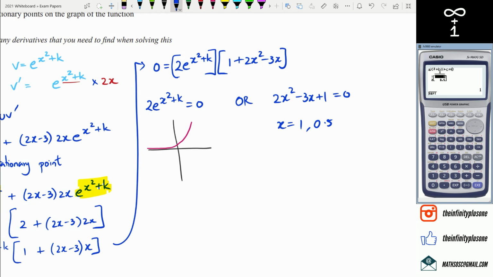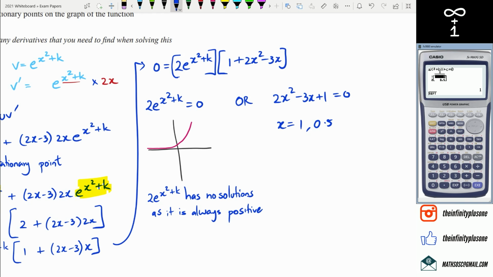So going into the answers, I would actually say that in this case, 2e to the power of x squared plus k has no solutions, as it is always positive. So it is actually worth mentioning that.